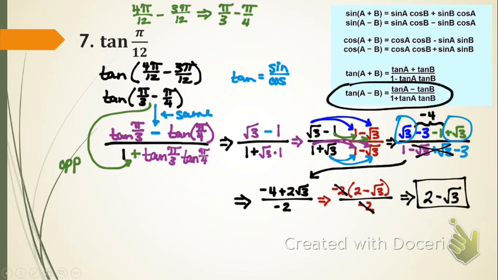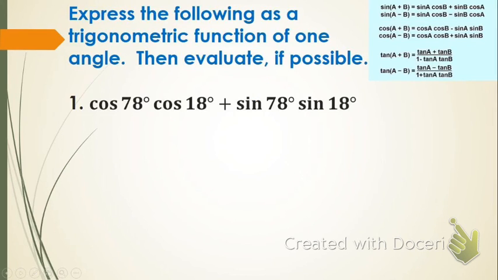We're still talking about the addition and subtraction formulas, but we're going to work in reverse. I want to write this as a trigonometric function of just one angle. What do you notice this example starts with? Cosine, cosine. So am I using a cosine formula or a sine formula? Cosine. So I know it's going to be cosine.